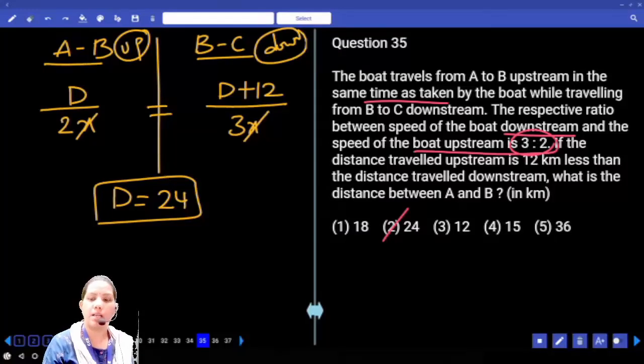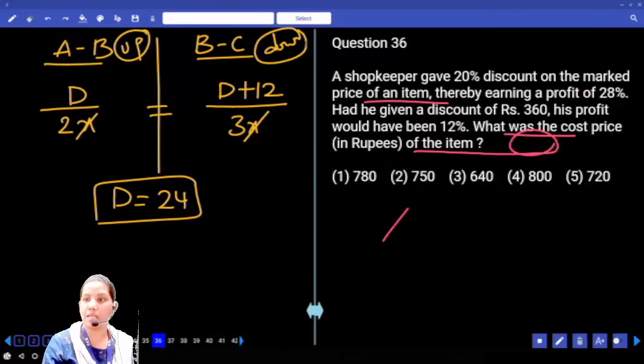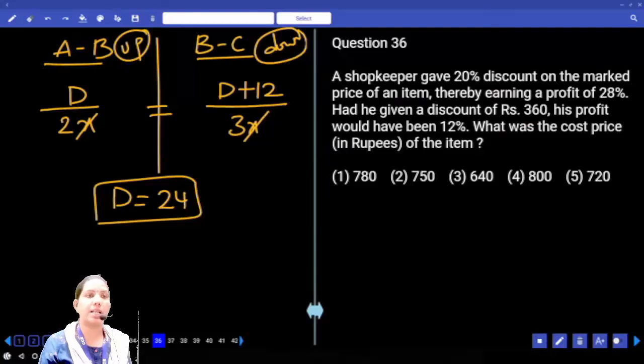Is it done? Next question number 36. A shopkeeper gave 20% discount on the market price of an item, thereby earning a profit of 28%. Had he given a discount of 360 rupees, his profit would have been 12%. What was the cost price of the item?